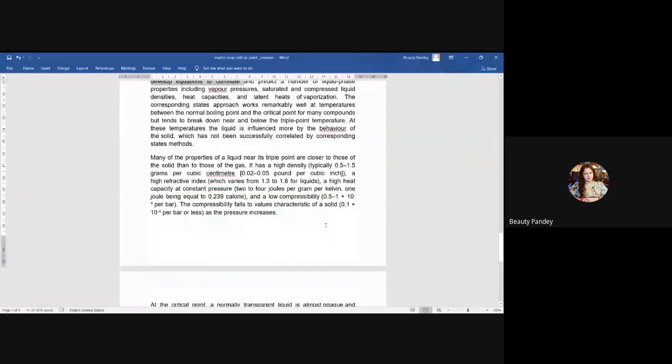And now what was the use of this law of corresponding states? This law is used to find, correlate and predict various other properties of the material, right?